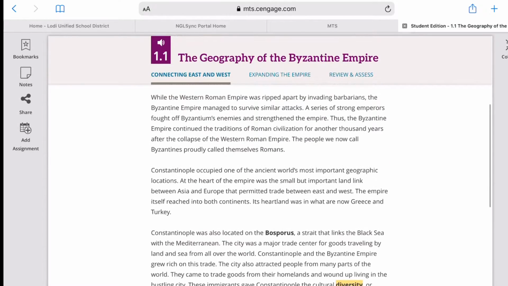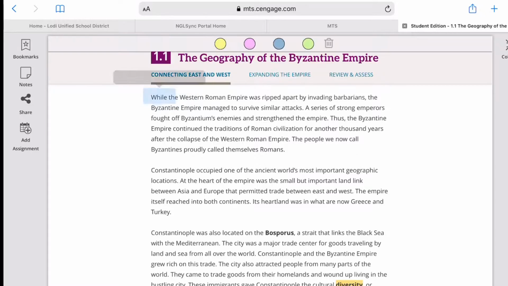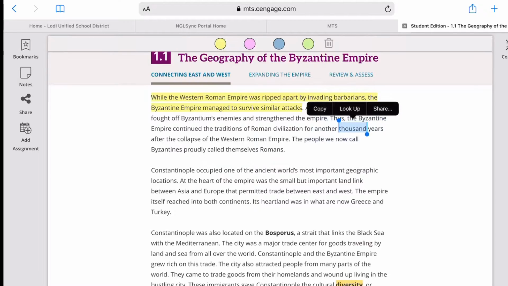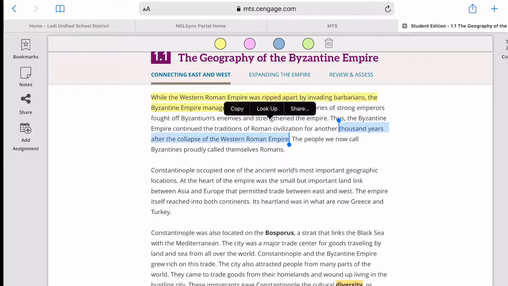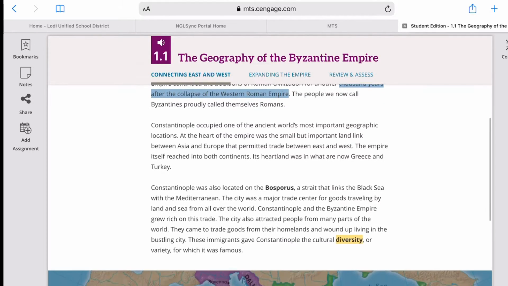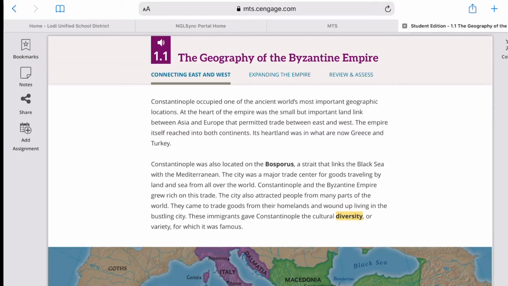So basically at this point, the Western Roman Empire was destroyed. Although some historians will argue that it was not completely destroyed, at this point the glory that was Rome was long gone. So the eastern side, the Byzantine Empire, continued the traditions of Roman civilization for another 1,000 years, about 1,100 years. Most citizens of the eastern side of the Roman Empire did not call themselves Byzantines. They called themselves Romans.